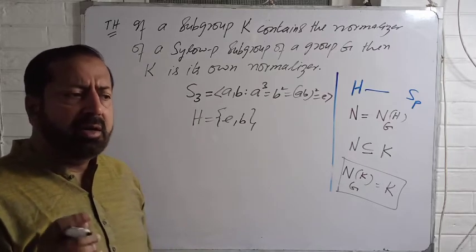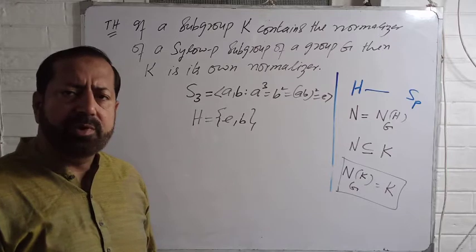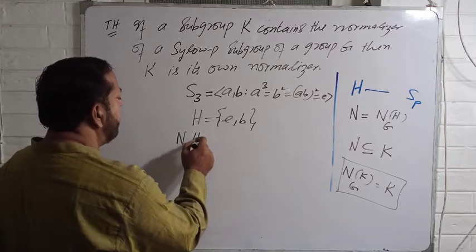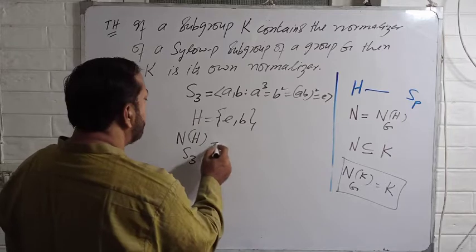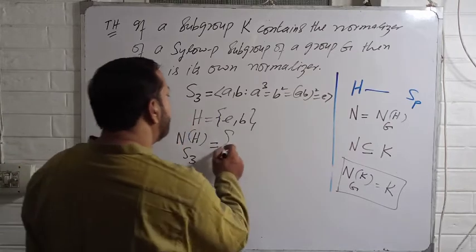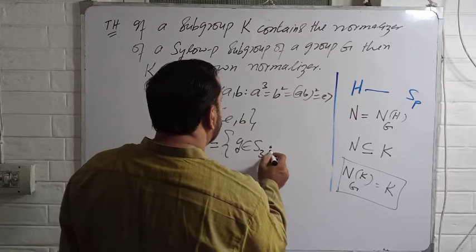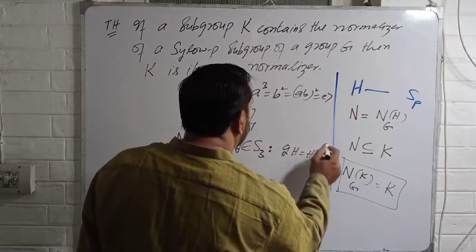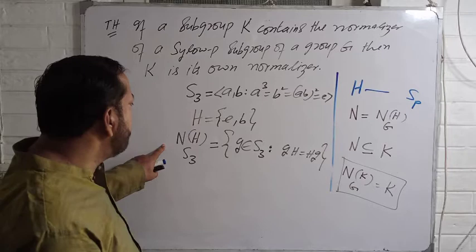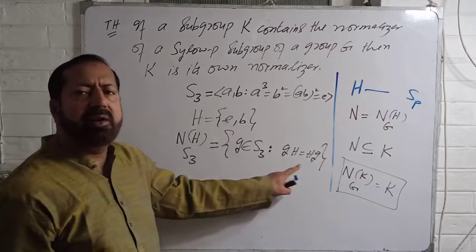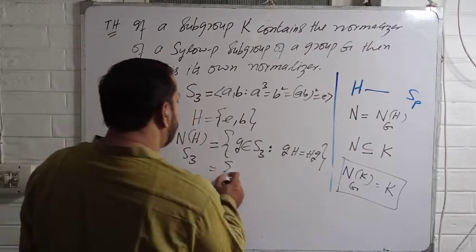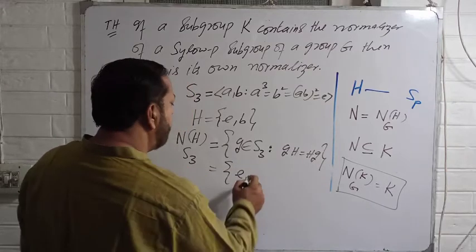And you know that there are three Sylow-p subgroups of order 2, and they are conjugate to each other, right? So, can you find the normalizer of H in S3? Those elements of S3 which commute with this H, means to say g belongs to S3 such that gH is equal to Hg. So look at here, of course H is always a subset of the normalizer because these elements are always satisfying the condition. So that's why H is always a subset of the normalizer, in fact a subgroup.